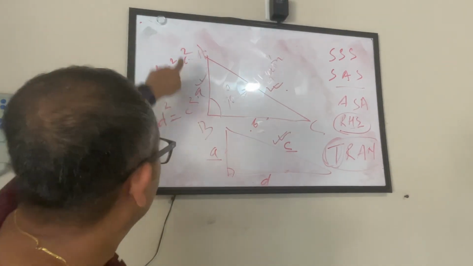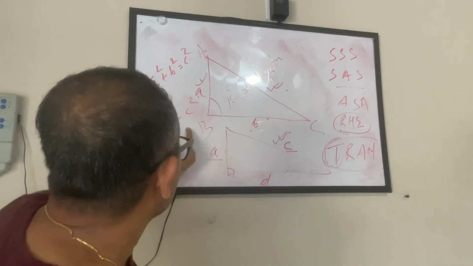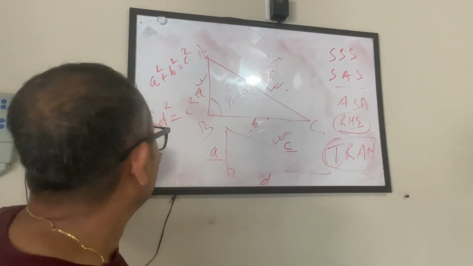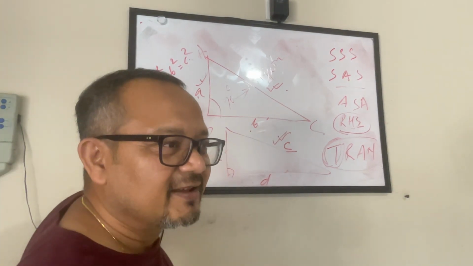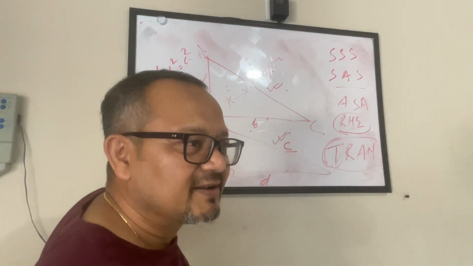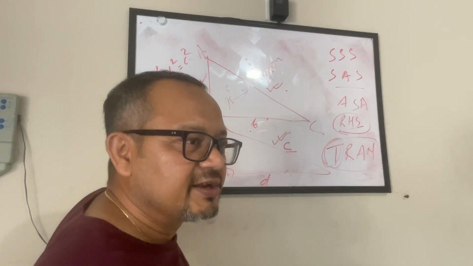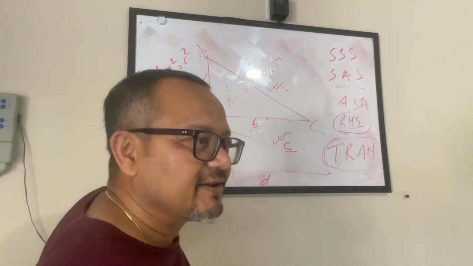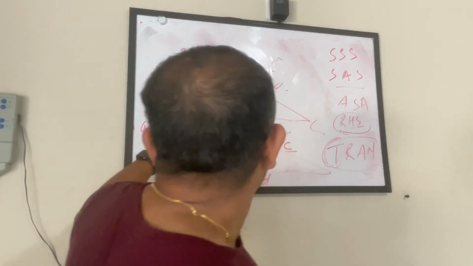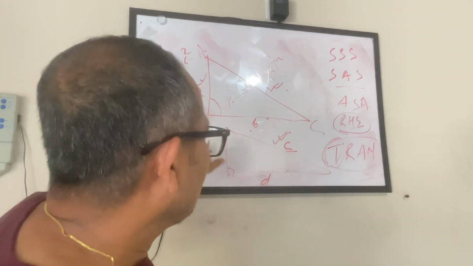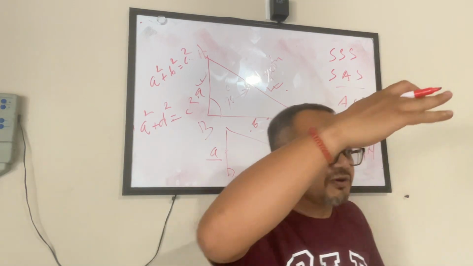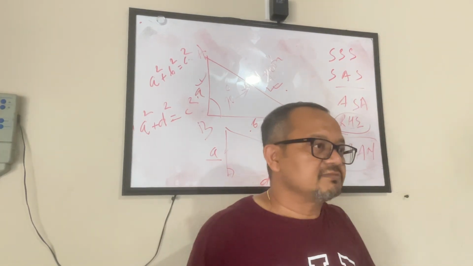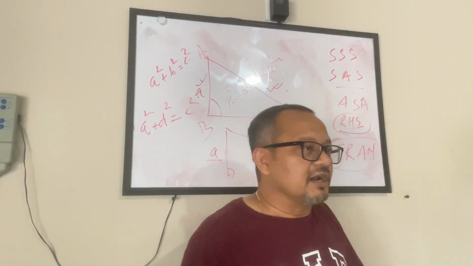In these two equations, C square is common, A square is common. Why would B and D not be the same? Yeah? Do you guys agree? Yeah. So that is how, if you are looking at a right angle triangle, if the hypotenuse and one of the sides match, the third side has to match.